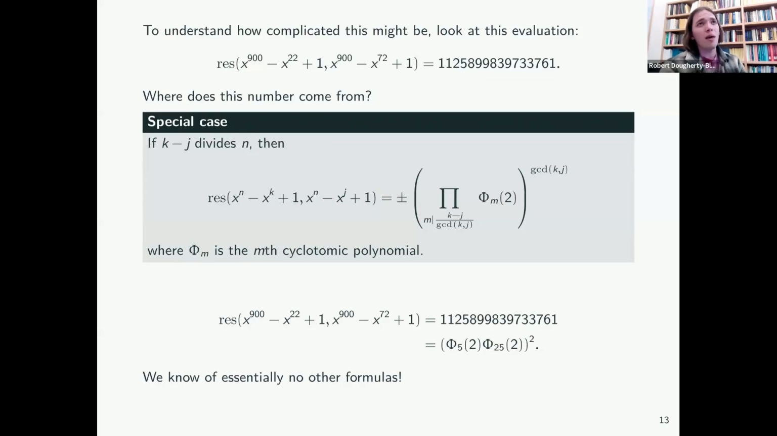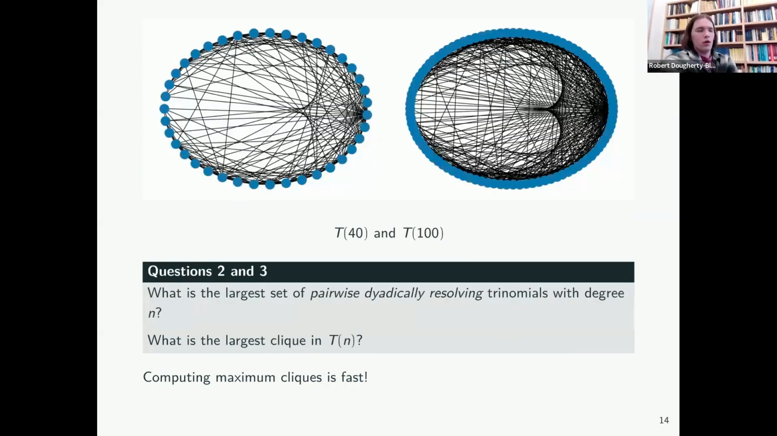We do know a couple other formulas for resultants, but they're either just minor tweaks on this one or kind of uninteresting, like barely even that relevant, I would say, for knowing what's going on here. But we would love to know more. We'd love to come up with more formulas for this resultant, but we don't know just yet what's going on. Okay, so that was for question 1. Let me tell you about the second and third questions now.